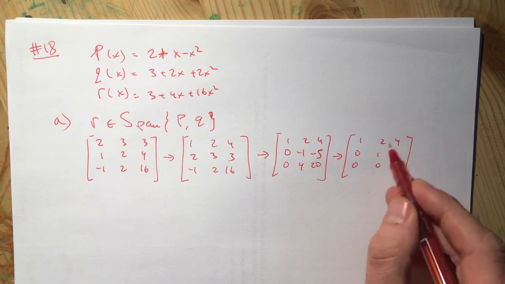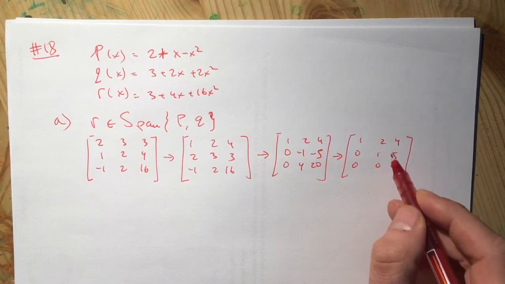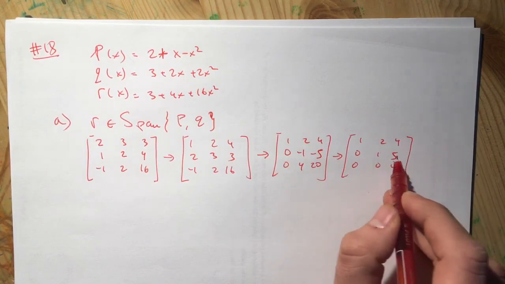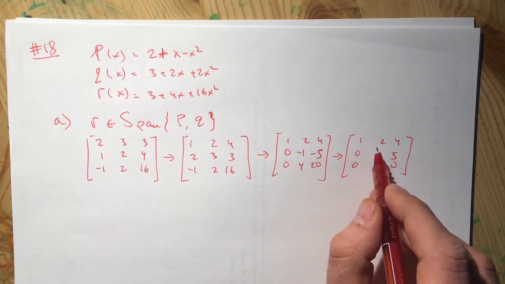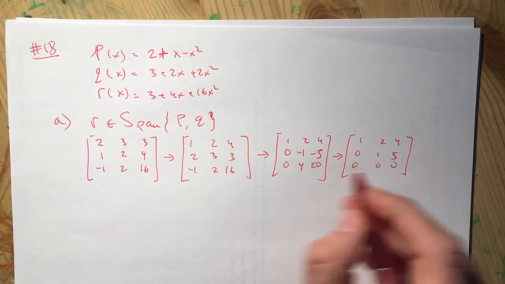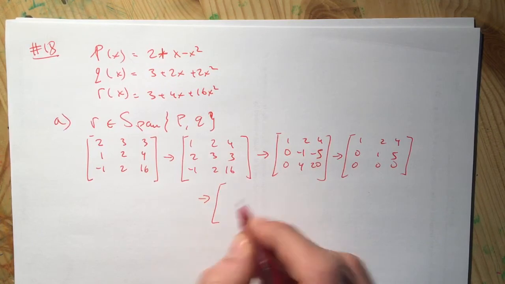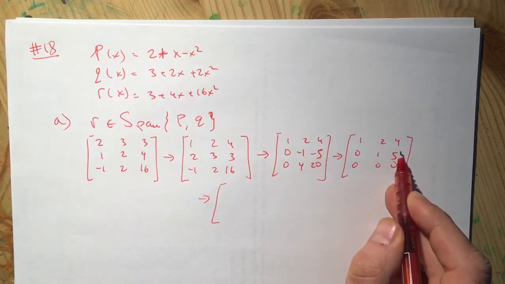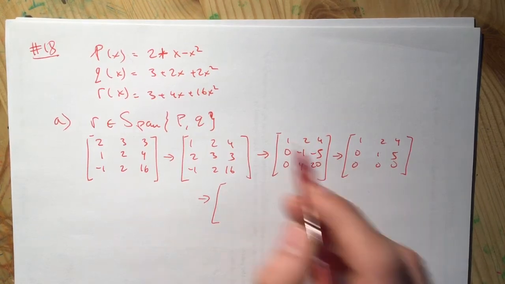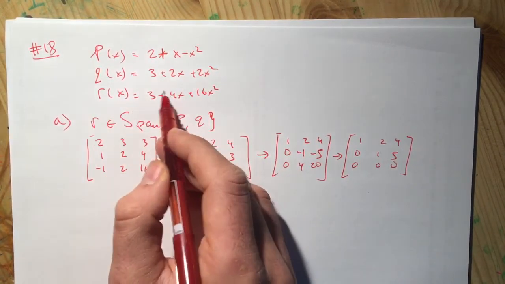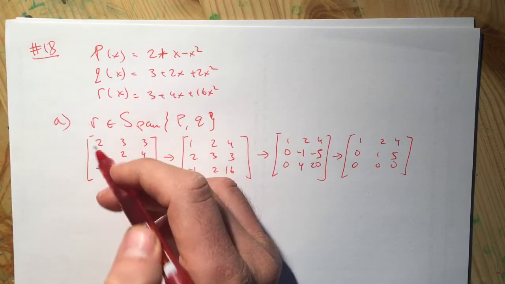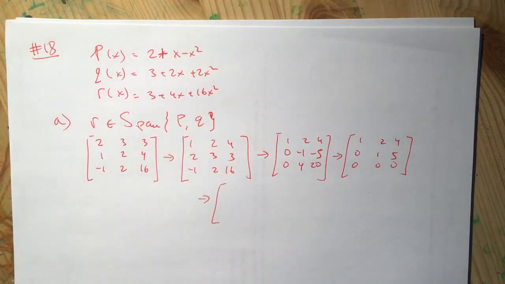This means that I can express the last column as a linear combination of the first two columns, which means that I can express this polynomial r as a linear combination of p and q. And here the question stops.